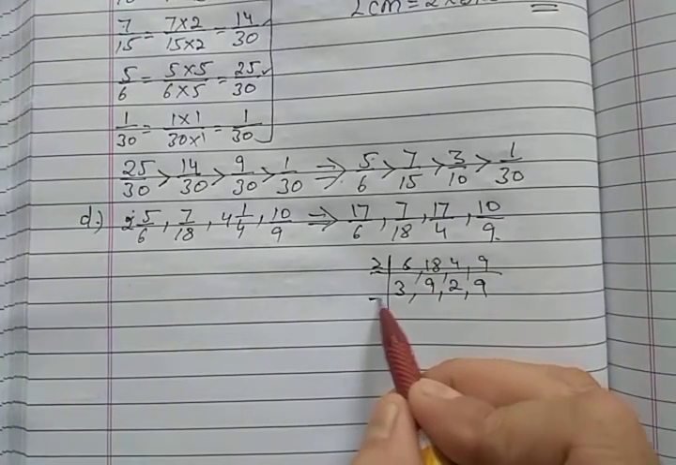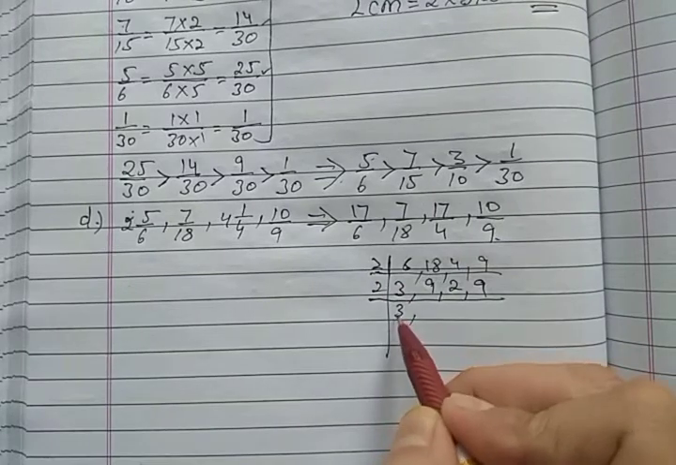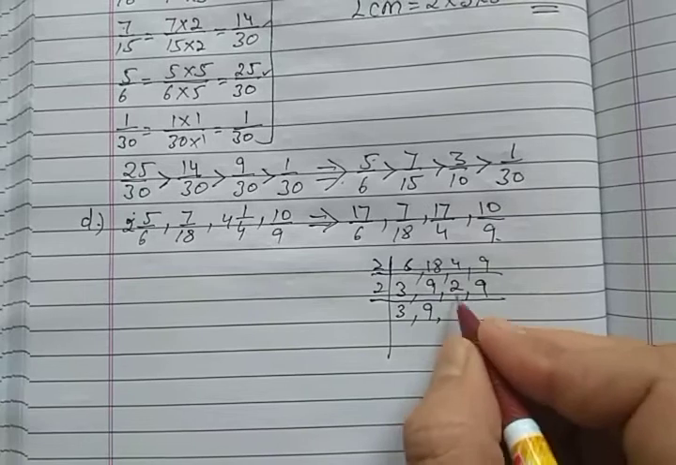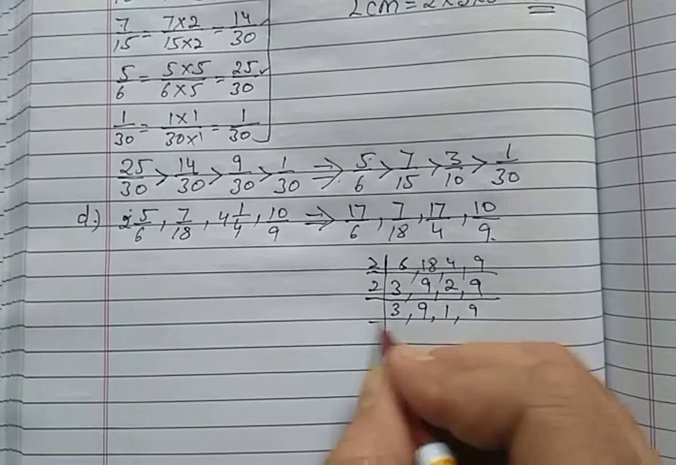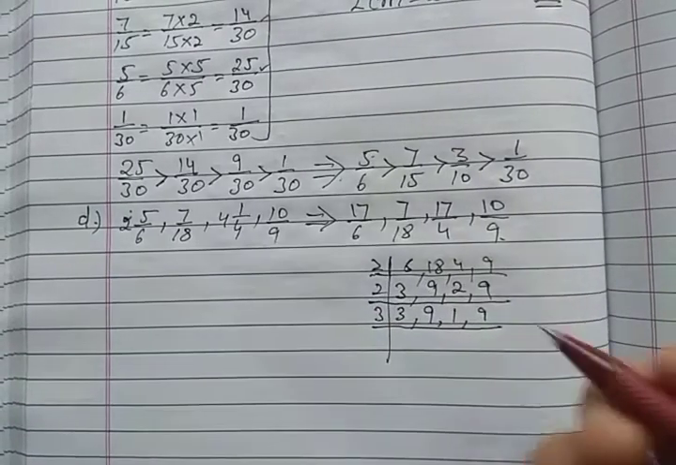Next again we have 2, we will take 2, so 3 does not come in the table of 2, so we will write it as it is. Again 9 does not come, so we will write it as it is. 2 ones are 2 and 9. Now we will take 3. 3 is a prime number, so we will divide it by 3.